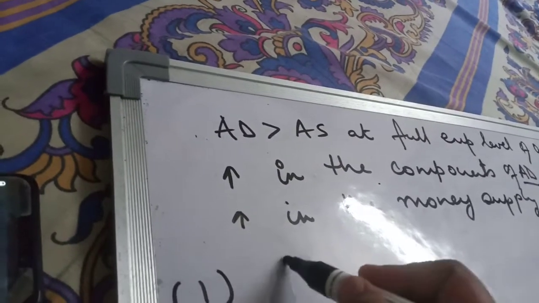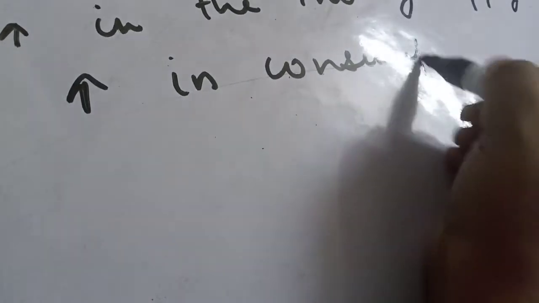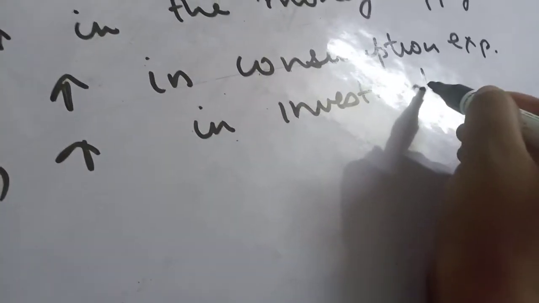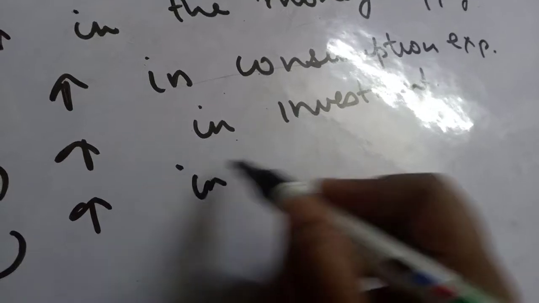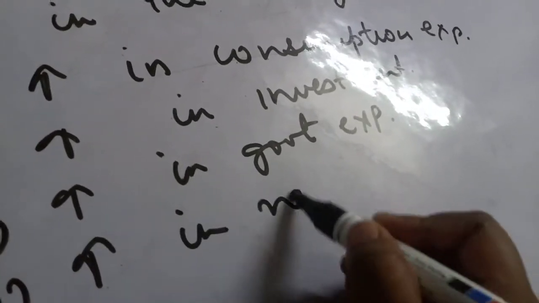So what happens ultimately? Increase in consumption expenditure, increase in investment, increase in government expenditure, increase in net exports, and all this happens because of the increase in money supply. So when this happens, it has an impact.